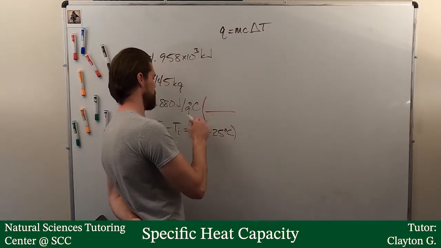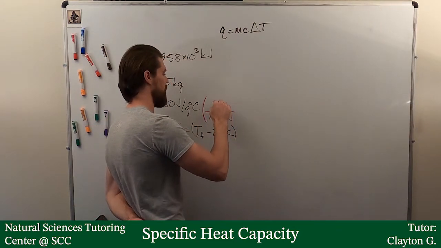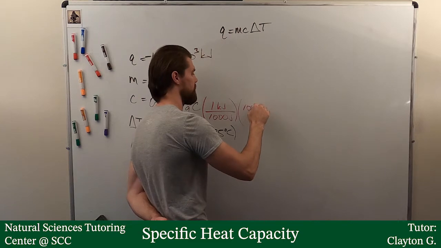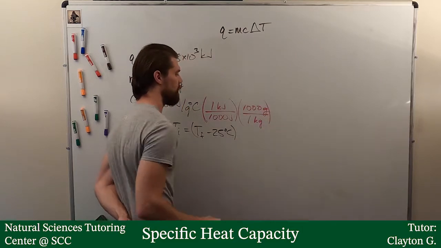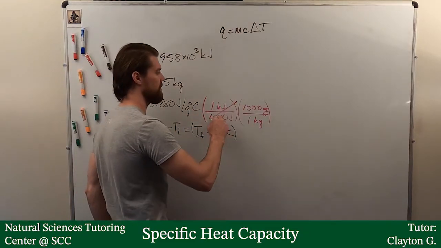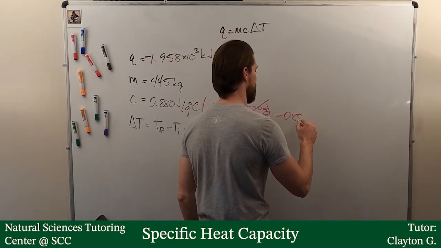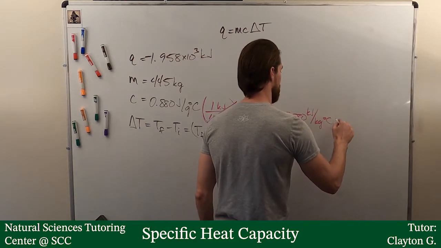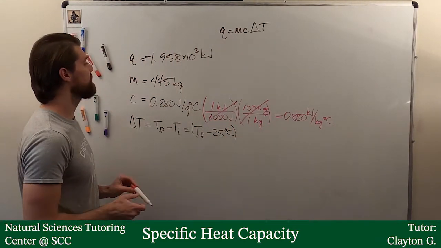So what I will do is say, okay, I know for every 1,000 joules, I have 1 kilojoule. And here, for every 1,000 grams, I have 1 kilogram. Okay, what's 1,000 divided by 1,000? That equals 1. I can just cancel these out, and the units will still transfer fine. So we have 0.880 kilojoules per kilogram degree Celsius. Well, that was pretty lucky that worked out just fine. Okay, now we need to set up our problem.